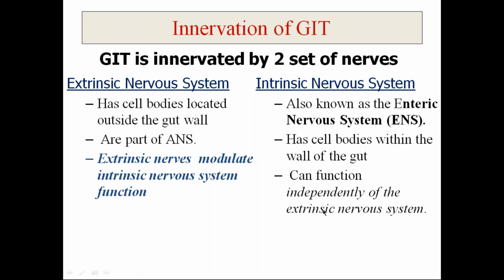It can function independently of the extrinsic nervous system. Agar extrinsic nervous system को काट भी दो, then also, even if there is a lesion of the extrinsic nervous system, then also the GIT can function to a certain extent because of the presence of enteric nervous system. Extrinsic nervous system helps to modulate the intrinsic nervous system functions. It helps to modify the activities or modify the regulation of the enteric nervous system.